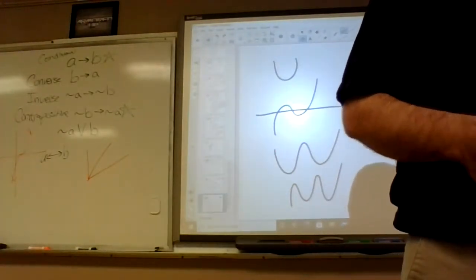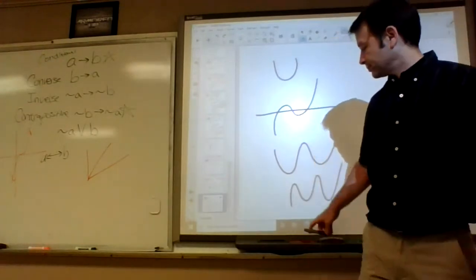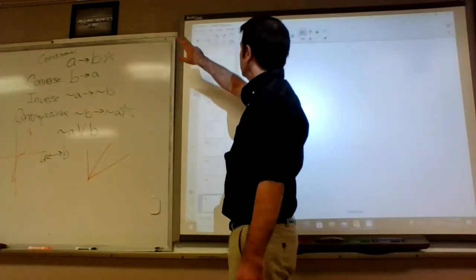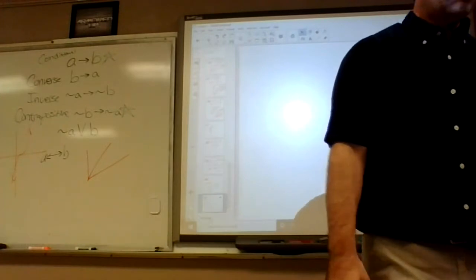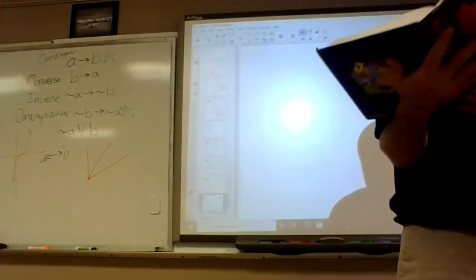Okay, Theorem 5. Oh gosh, this is the messy one. Theorem 5 for equations.